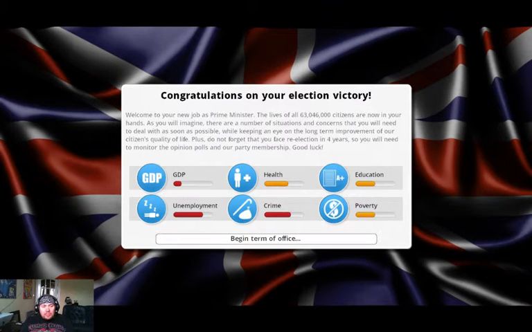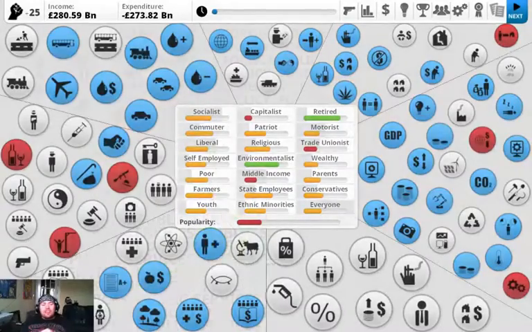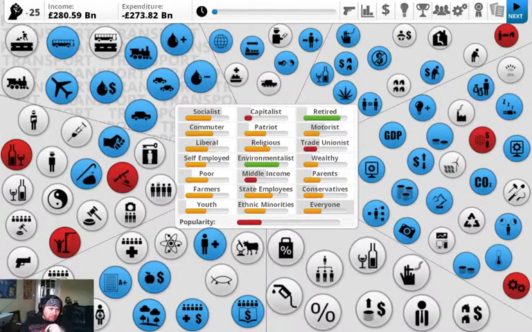So, we can see from starting GDP quite low. Overall health is pretty good. Education is not bad. Quite a high unemployment though, quite a high crime rate, and quite high poverty. So we will need to deal with some of these things. Let's get in and begin our term in office.